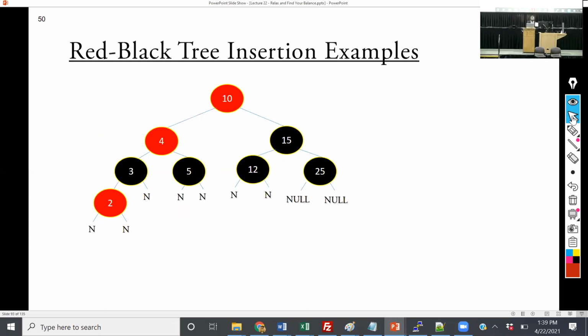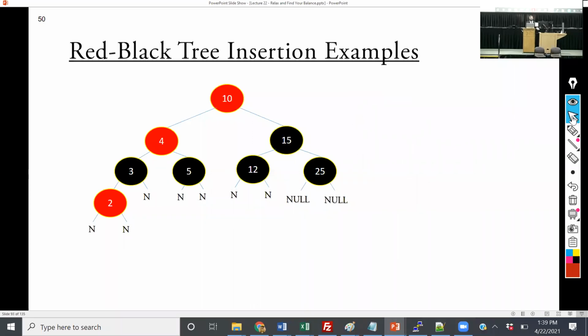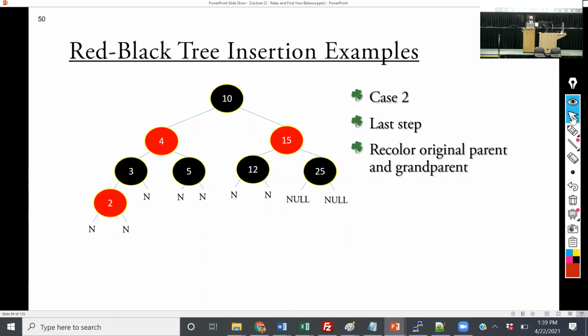10 becomes black. Very good. So 10 and 15 switch. I see that also in the Slack. So both of you got the answer correct. We recolor 10 and 15. So that was the last step of case 2. In this case, we would actually evaluate again whether or not the root needed to be recolored. In this case, it doesn't because 10 is already black.